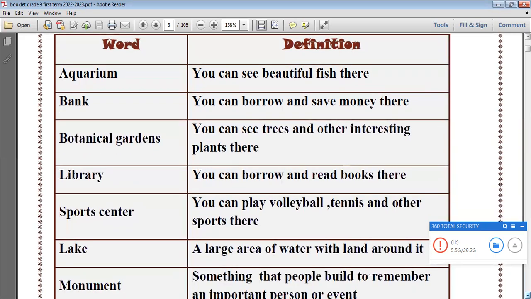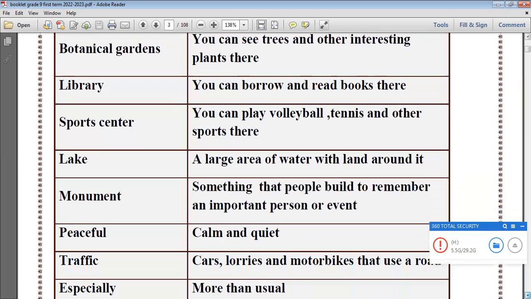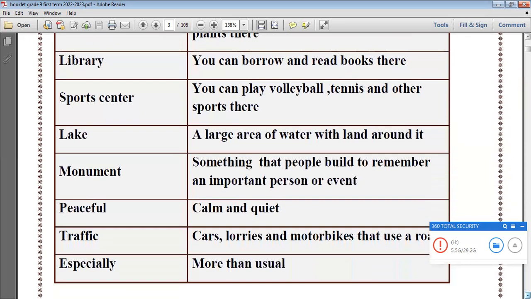The lake. What does lake mean? It's a large area of water with land around it. Monument, something that people build to remember an important person or event. Peaceful, it's an adjective, and the noun is peace. So we can add the suffix full at the end of peace to change it from noun into adjective. And peaceful means calm and quiet.